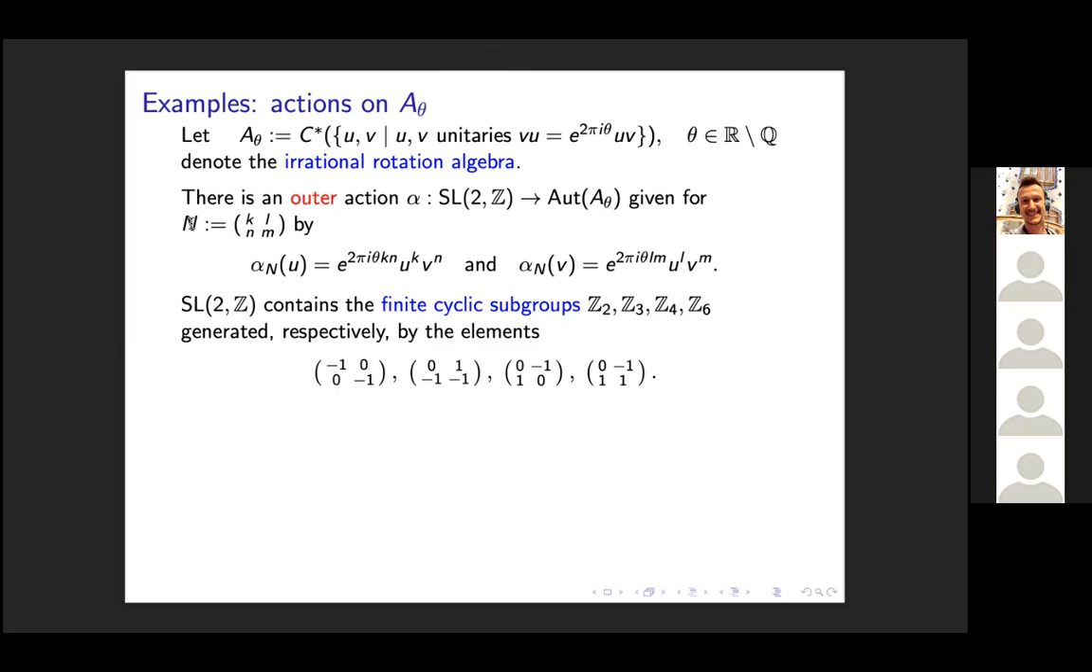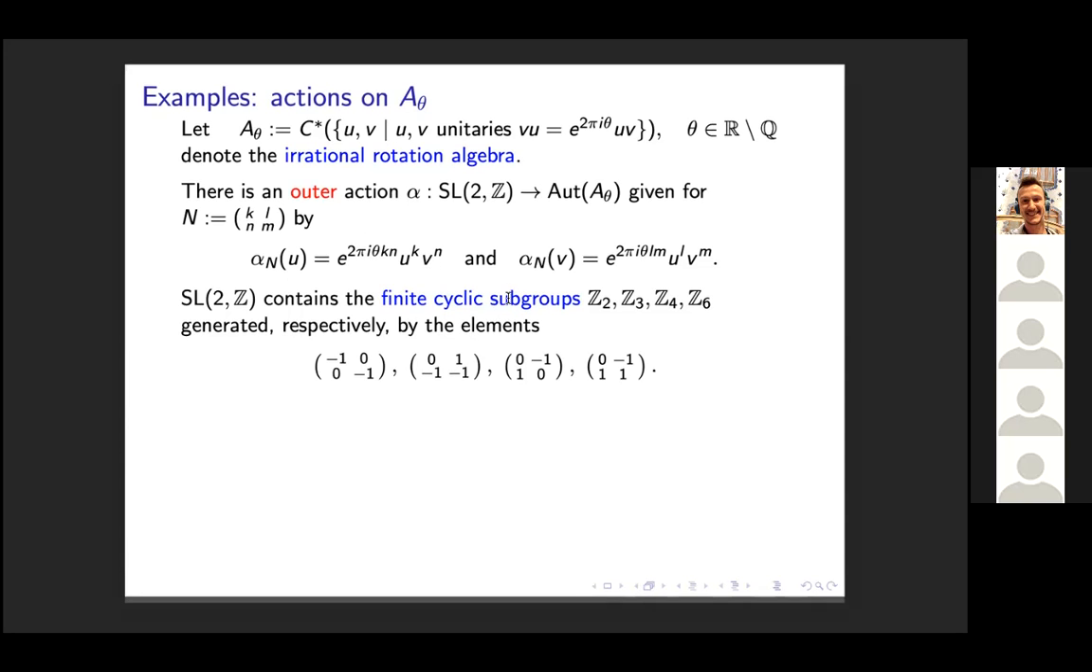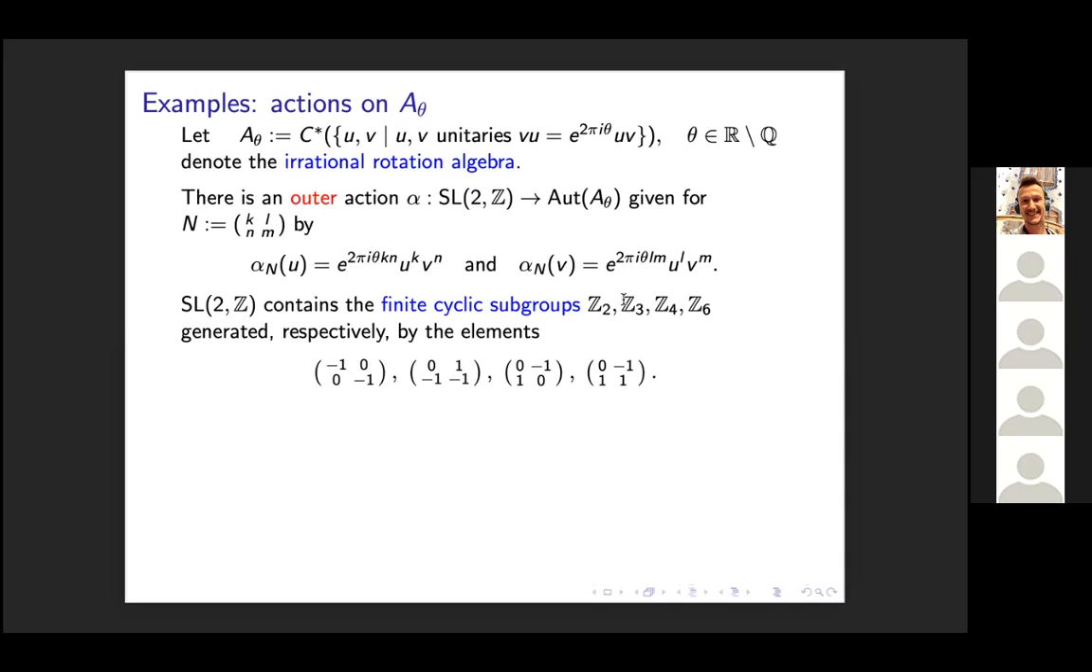And this is given as follows: a matrix N with entries k, l and m, n in SL2Z acts on A theta by the action. We just have to give the action on the generators. So it acts on u by e to the 2 pi i theta km, u^k v^m, where (k, m) is the first column of the matrix. And on v, it's just the second column which acts on it: e to the 2 pi i theta ln, u^l v^n.